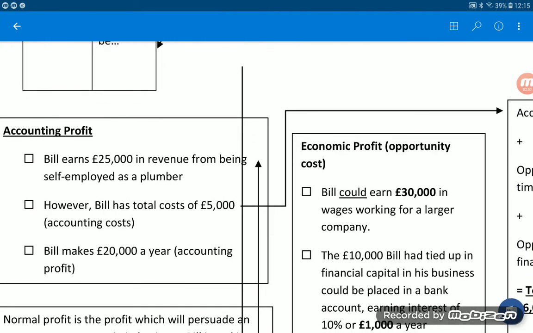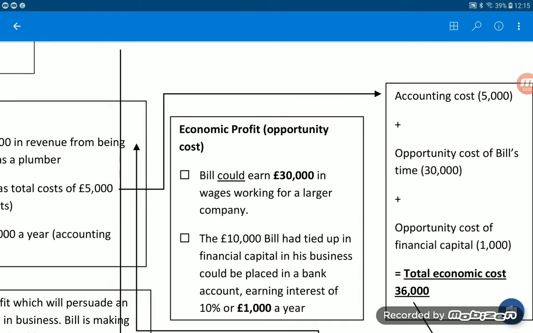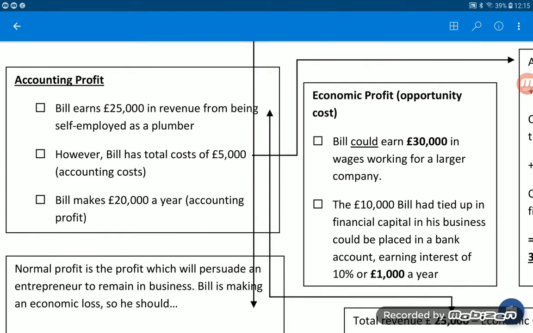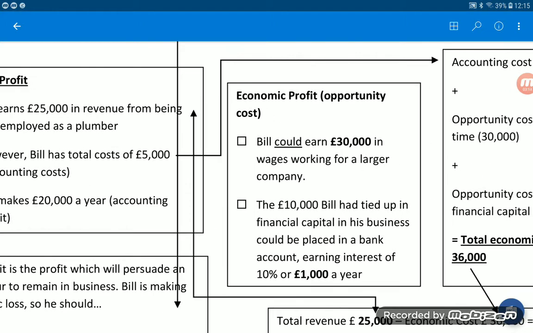So let's look at an example. Bill earns £25,000, we've established. However, he has total costs of £5,000. That's accounting costs. Okay, so therefore Bill makes £20,000 a year in accounting profit. However, this is to ignore one thing. The opportunity cost. Bill could earn £30,000 in wages working for a larger company.